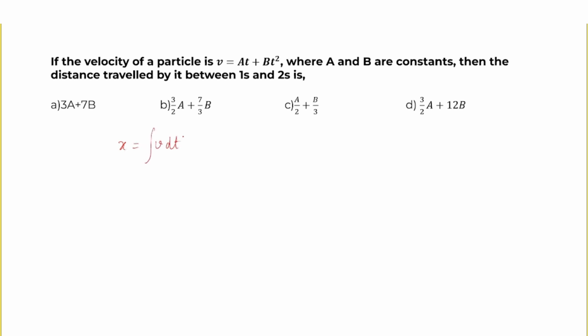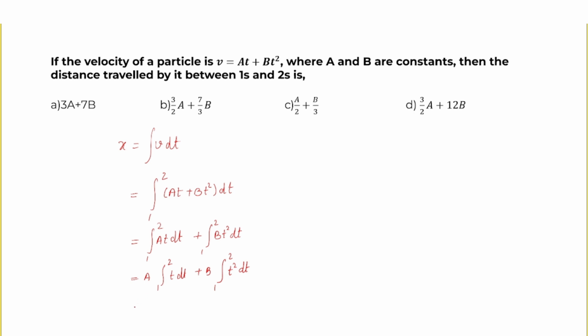So if you integrate the velocity function, that will give us the integral of (at + bt²) dt, integrating from 1 to 2 seconds. That we can further write as the integration of at dt from 1 to 2, plus the integration from 1 to 2 of bt² dt. Taking a out of the integration, this will give us the integration of t from 1 to 2 dt, plus b as it is, the integration from 1 to 2 of t² dt. Because they are constants, we have taken them out of the integral.